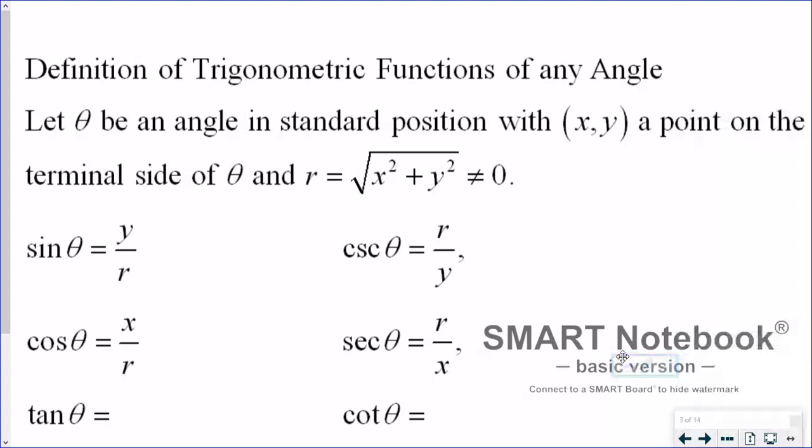And then also, of course, tangent and cotangent here are blank. We know from our reciprocal identities that tangent of theta is equal to sine of theta over cosine of theta. So if you have y over r divided by x over r, then this just becomes y over x. And of course, cotangent, the easiest thing to do is just flip these, since they're reciprocals. So cotangent would be x over y.